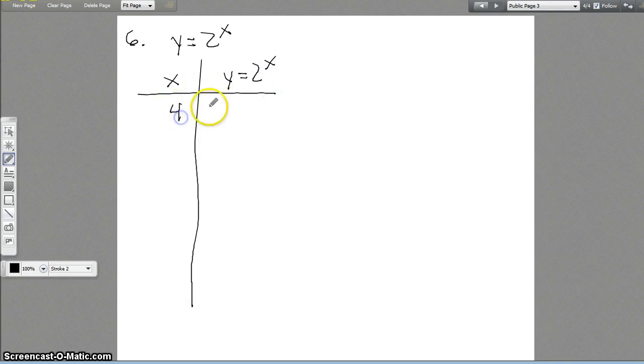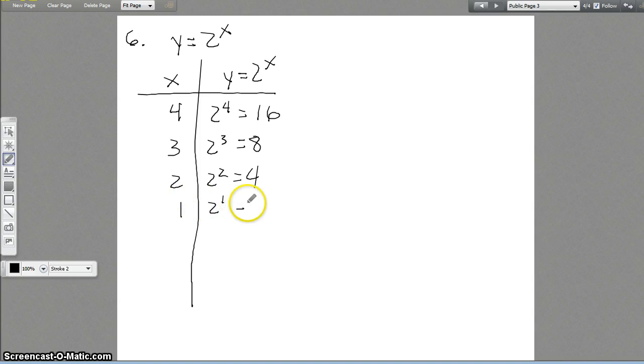So if x is 4, then y is 2 to the 4th, which is 16. If x is 3, then y is 2 to the 3rd, which is 8. If x is 2, y is 2 squared, which is 4. X is 1, y is 2 to the 1st power, which is 2. When x is 0, y is 2 to the 0th power, which is 1. When x is negative 1, we have 2 to the negative 1, which means we flip this over and it's 1/2.